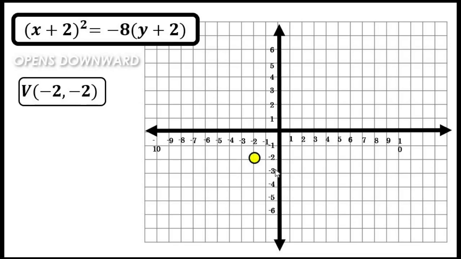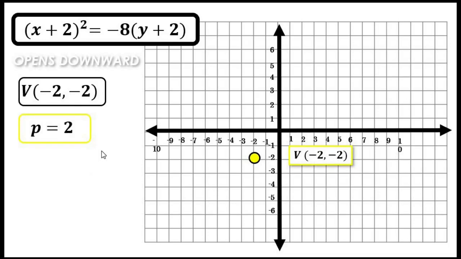After plotting the vertex, next is the focus. And we need again the value of p. For 4p is negative 8, we simply divide it by 4, then get the absolute value. So negative 8 divided by 4 is negative 2. The absolute value of negative 2 is positive 2. Hence, the value of p is 2.